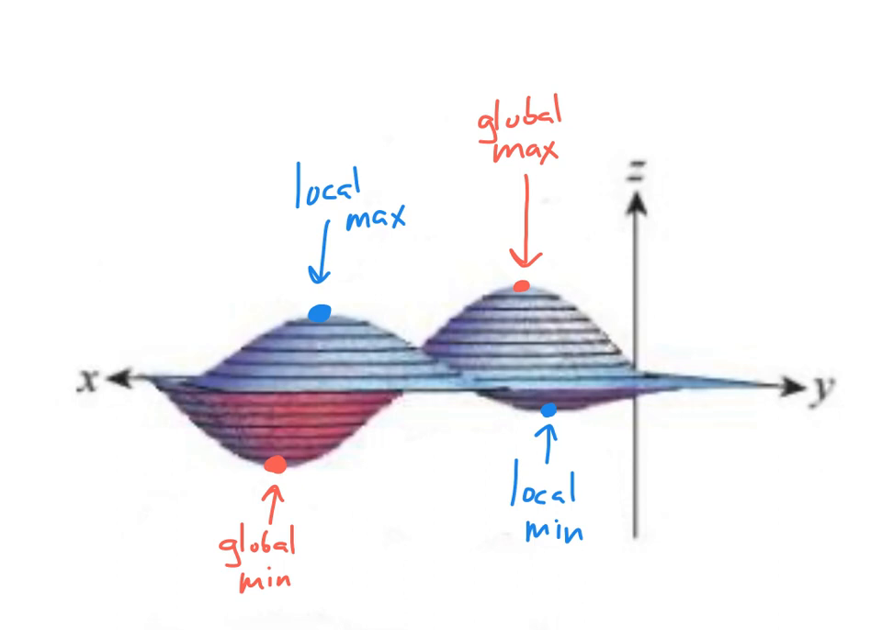Right, so this kind of idea pictures what we're thinking about when we're looking for global mins and maxes and local mins and maxes. We're looking at these peaks, both positive peaks and negative peaks of our three-dimensional graph.